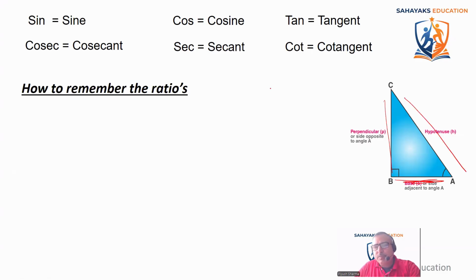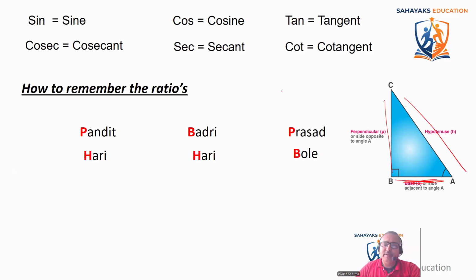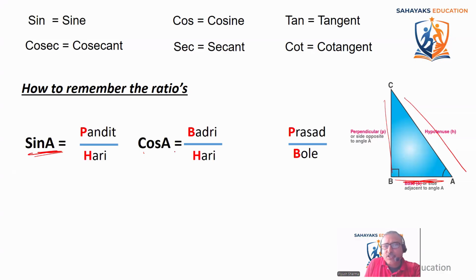The easy way to remember is Pandit Badri Prasad Hari Hari Bole. This has been used for 50, 100 years. This is the same thing which people are using, but you might have created your own abbreviations to remember the ratios. Now, what do these ratios correspond to? The first one is for sine. The second one is for cos. The third one is for tan.